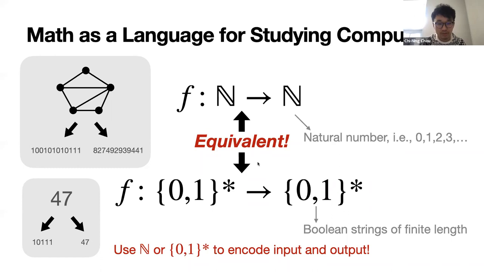Okay, and it turns out that the way math people formulate it using natural numbers is equivalent to the way computer science people formulate it with Boolean, binary strings.